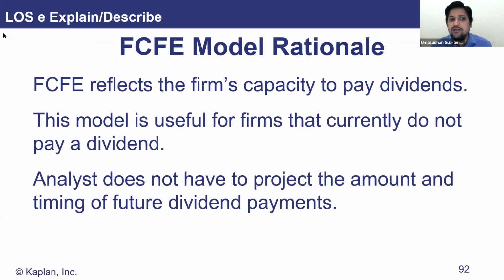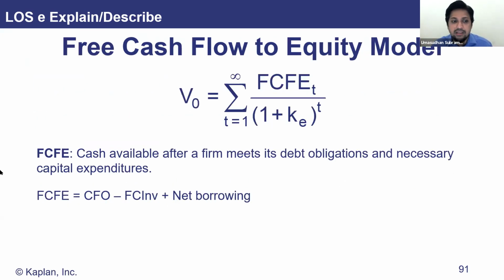But remember now, when do you use FCFE? You use free cash flow to the equity. It reflects the company's capacity to pay dividends. It doesn't show actually how much dividend is paid, but this is the dividend capacity. This is the maximum dividend the company can pay, because using this money, you have already paid interest, you have already paid for your capital expenditure. Whatever the money that you have, you can pay as dividend.